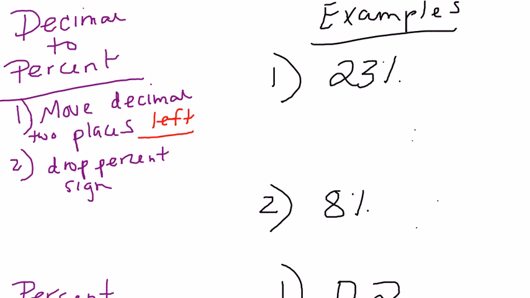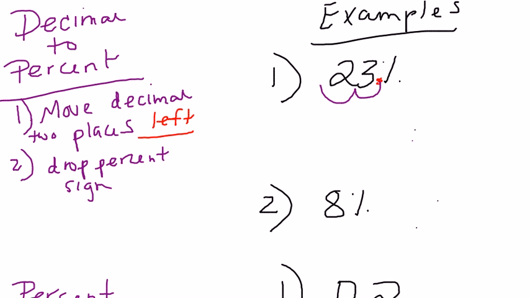Okay, so I have 2 examples for us. Number 1, we want to change 23% into a decimal. Okay, if it's not shown, there's an understood decimal right after the number and before the percent sign. Okay, so right here is my understood decimal point in 23%. Okay, so I'm going to move my decimal 2 places to the left.